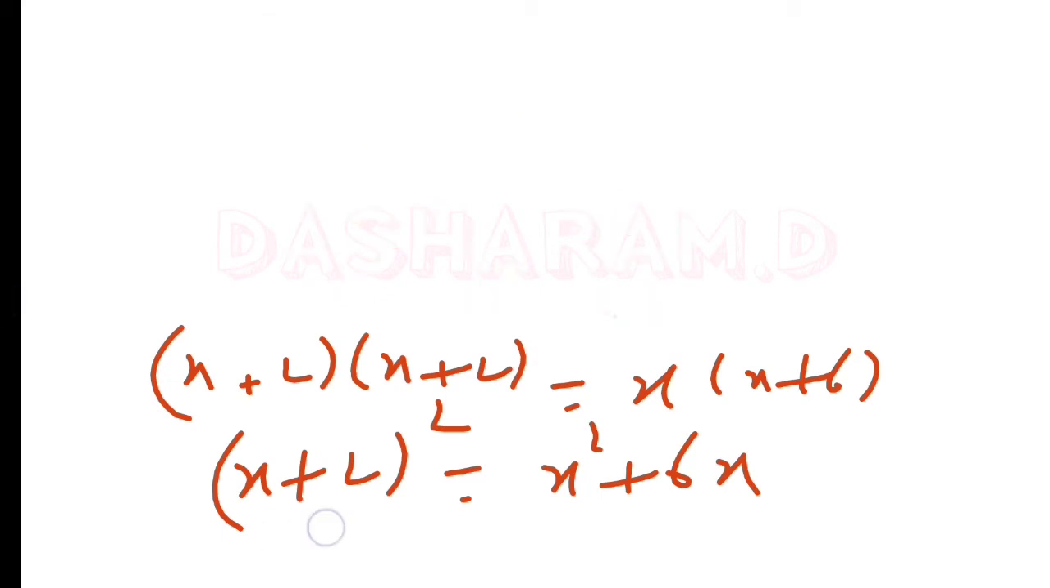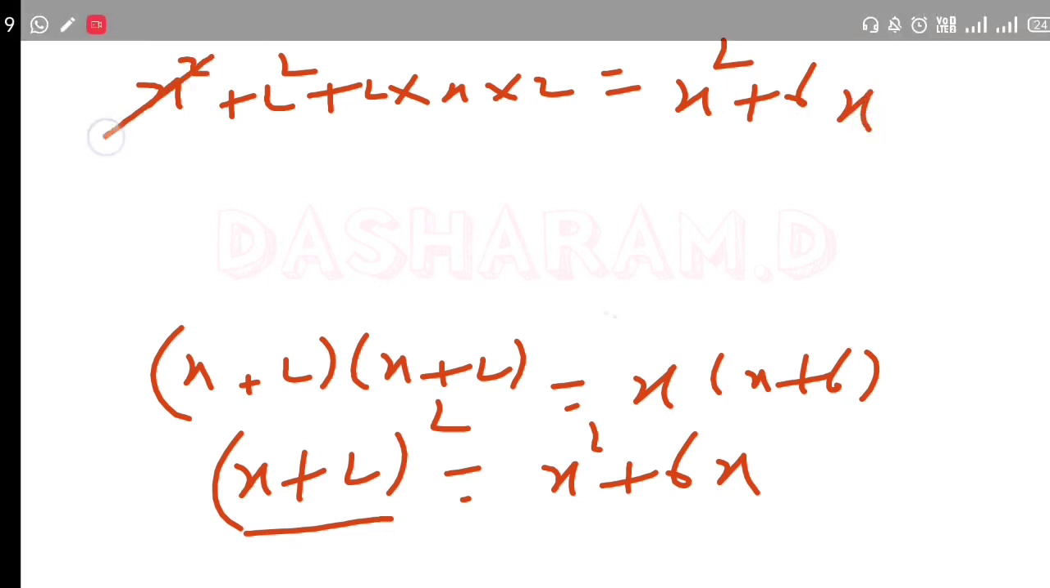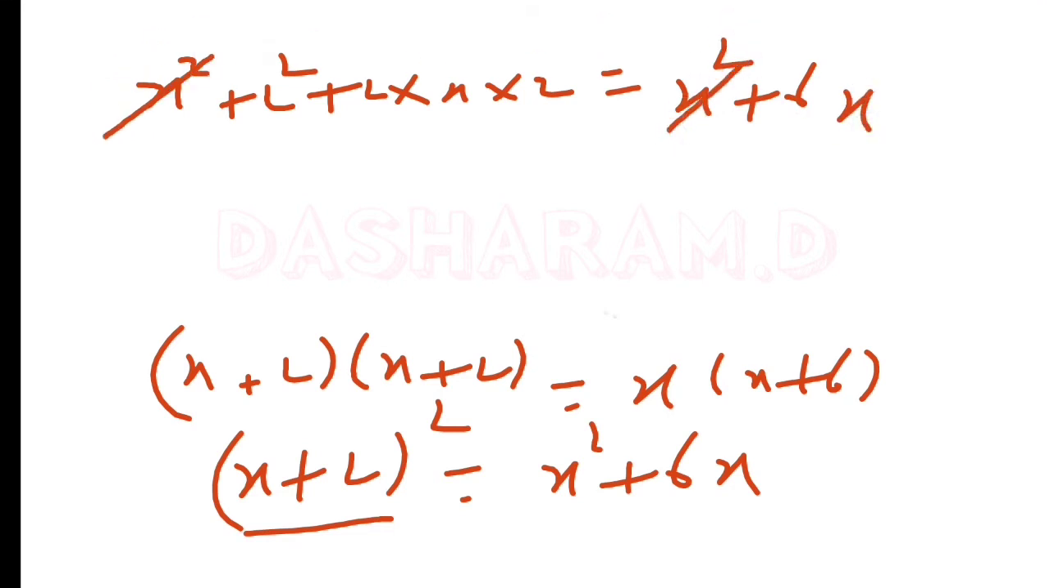So now here apply the a plus b whole square formula. x square plus 2 square plus 2 into x into 2. So x square plus 4x plus 4 equals x square plus 6x. Here x square cancels because they have the same symbol. So when you have the same terms on both sides of the equal symbol, you can cancel them directly.